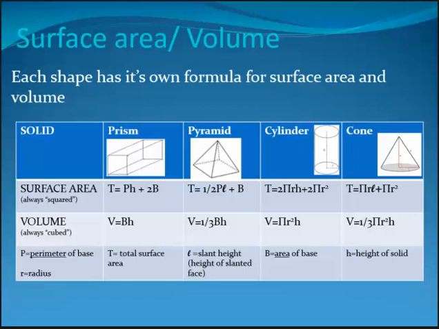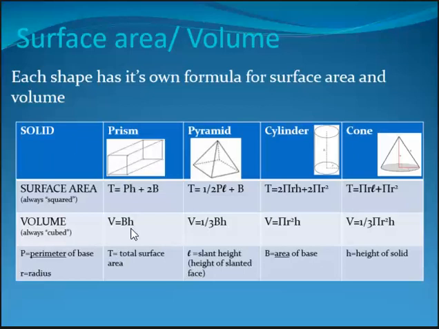Here's a chart that gives you the formulas for surface area and volume. You just need to know how to use them. You don't have to have them memorized. Anytime you see a capital letter, that means the area of that part. So big P is going to be the perimeter of the base, all the way around the base. Big B is the area of that base, in this example the area of this square in this prism.